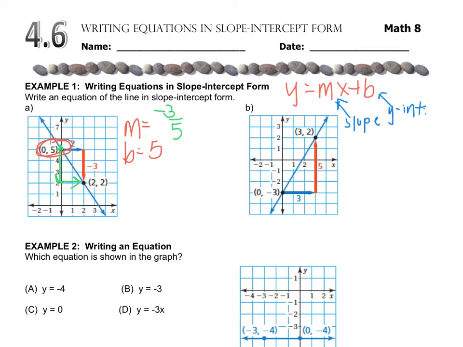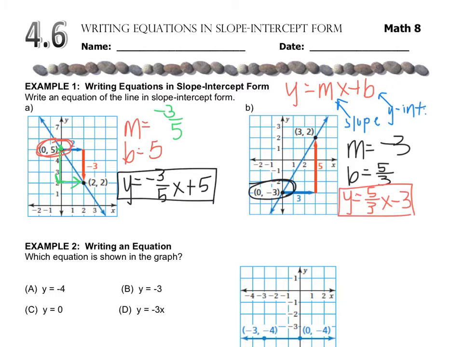Then you just put it together in the formula: y equals -3 over 5x plus 5. And then you're done. You move on. Pause the video and see if you can do letter B on your own. So we got that the equation was y equals 5/3 x minus 3, because the y-intercept was right here at -3 and the slope was up 5, right 3.